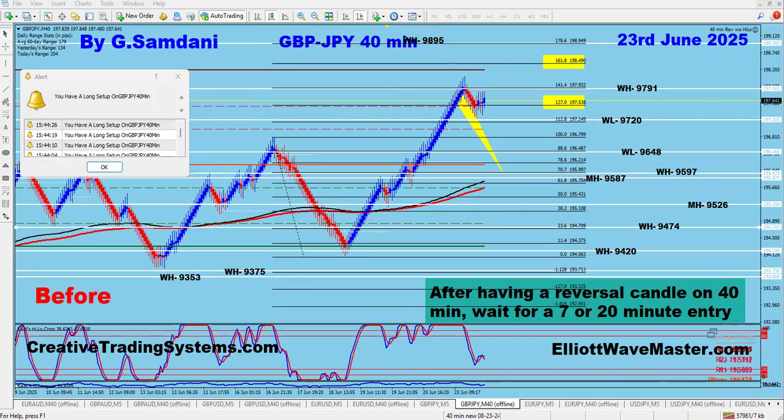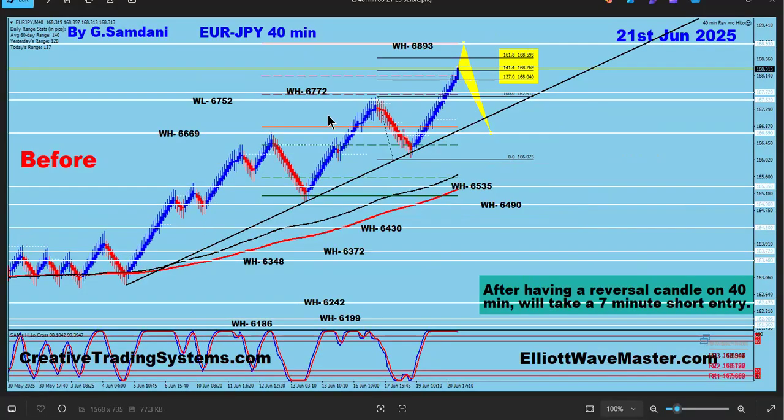So I made a few charts earlier. This is one of them, Euro Yen, on the 21st, which was Saturday. The market was closed, right? So I prepared this 40 minute chart for direction, and then I take my entries from either the 7 minute or 20 minute, whichever comes first, or even sometimes both. So what happened to this chart?